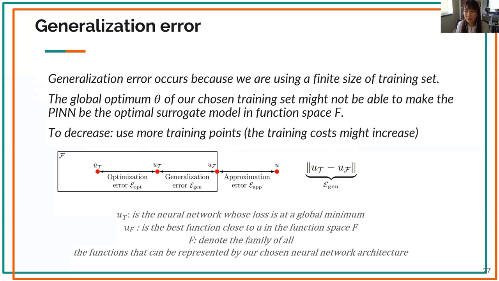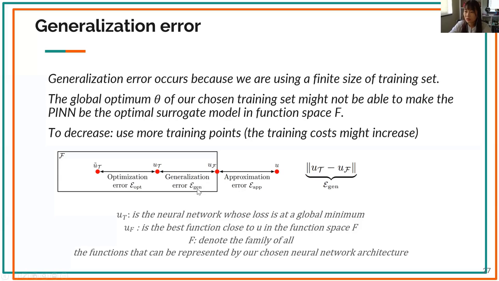So some error actually comes from our sampling, right? The sampling of the training set. And it's finite, so there must be some information that is not captured by our training points. That's where our generalization error comes from. If we want to decrease it, then we can use more training points. But again, it might cost a little bit. You might need more time to train it.